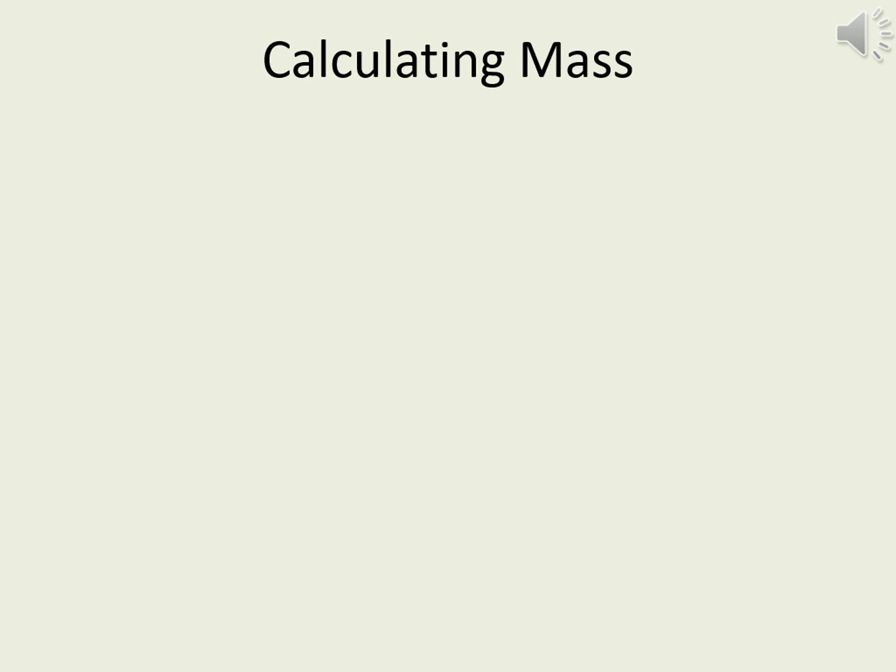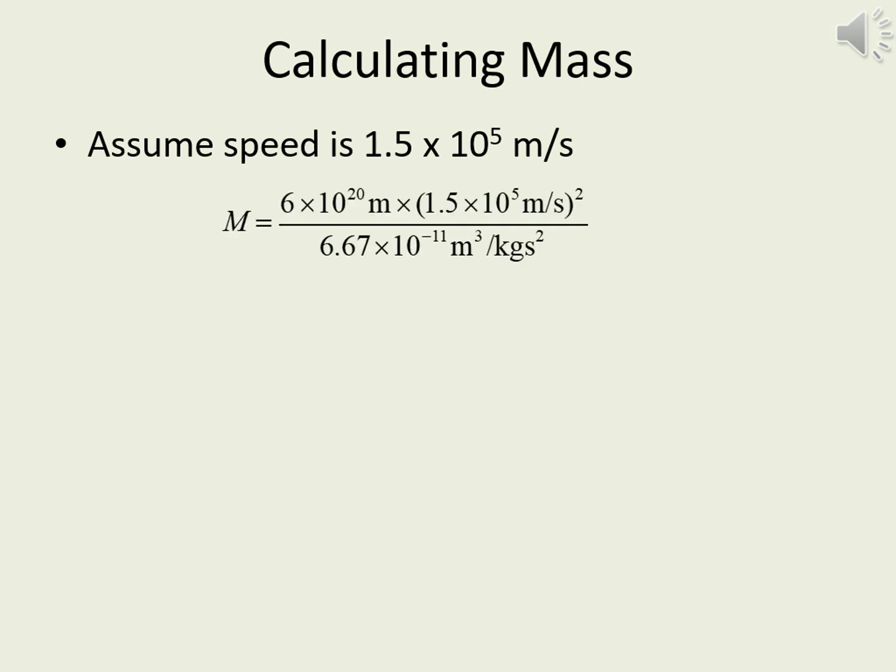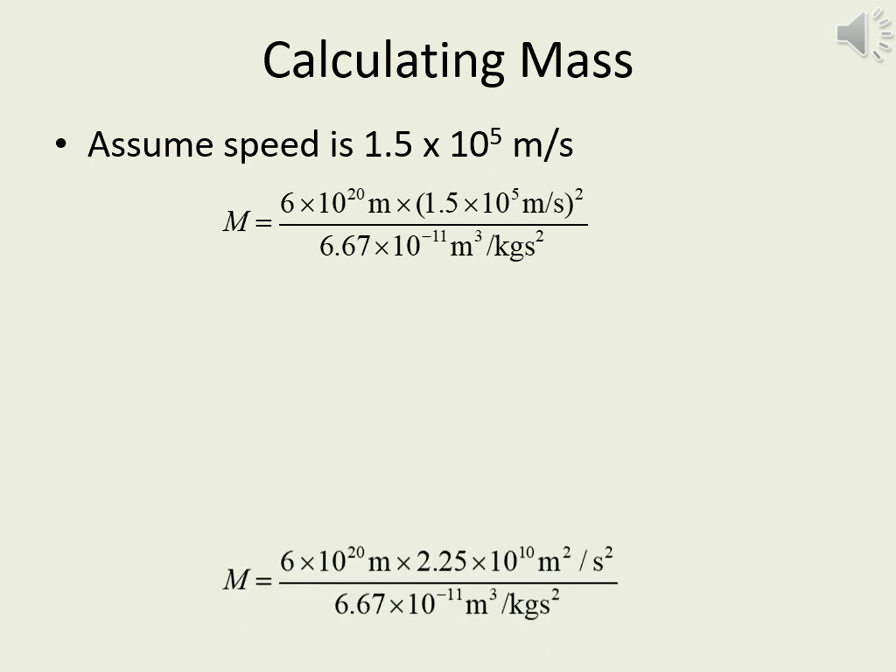Now let's try calculating the mass of the galaxy. We'll need the velocity. Let's assume that it is 1.5 times 10 to the fifth meters per second. That's about 150 kilometers per second, just a little slower than the orbit speed in our own galaxy. So we plug all these values into the formula. The radius and the velocity go on top of the fraction and the gravitational constant on the bottom. Don't forget to square the velocity. We'll do that as a first step.